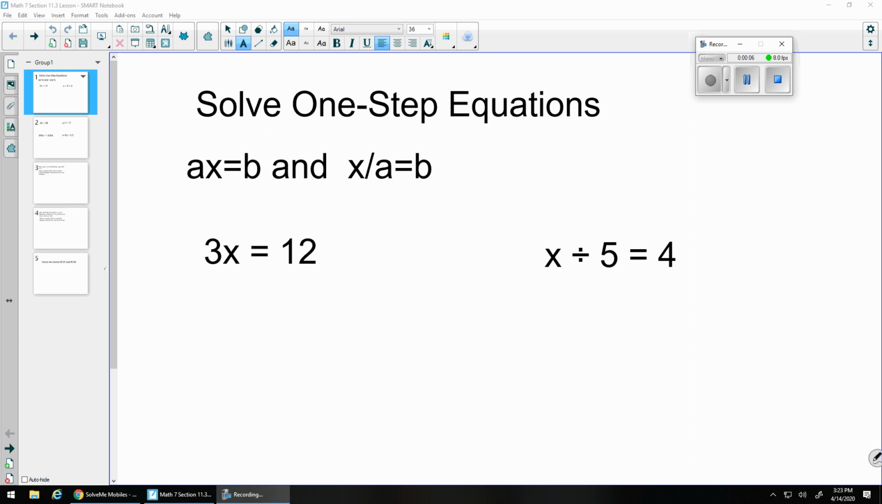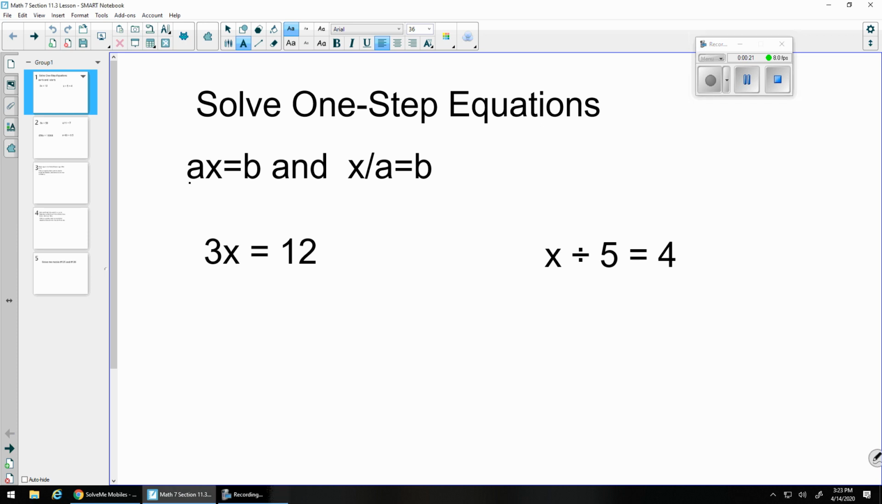On to the next section. We're solving one-step equations still. So we're just doing one step. Last time we were solving one-step equations, but just involving addition and subtraction with the variable. Now we're going to be looking at multiplication and division.